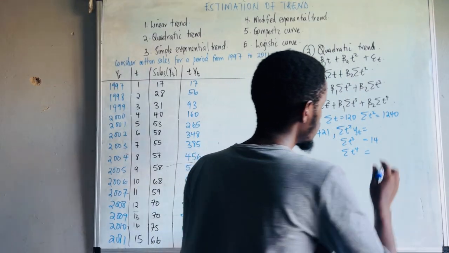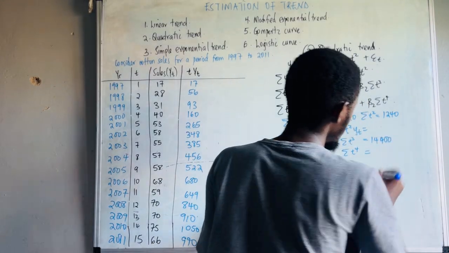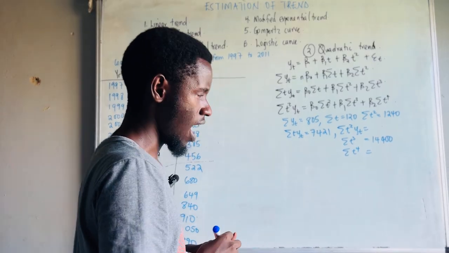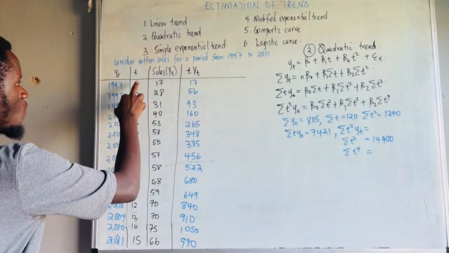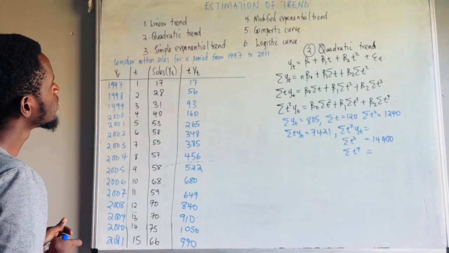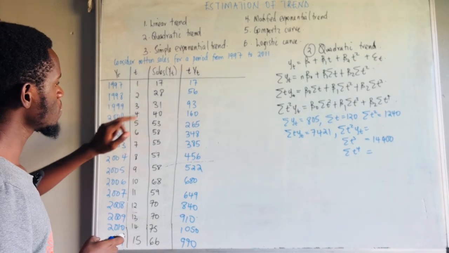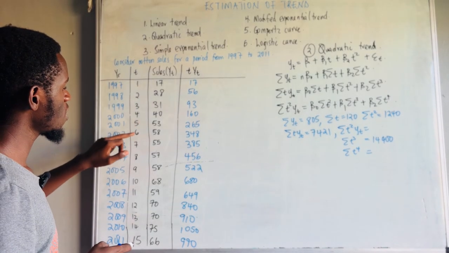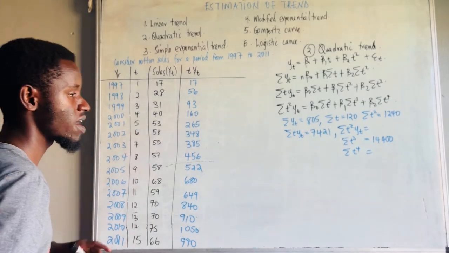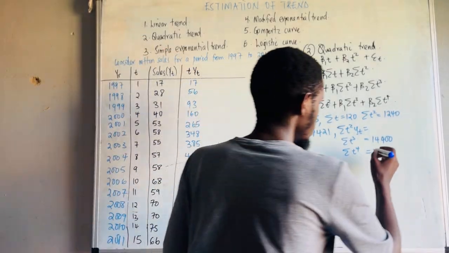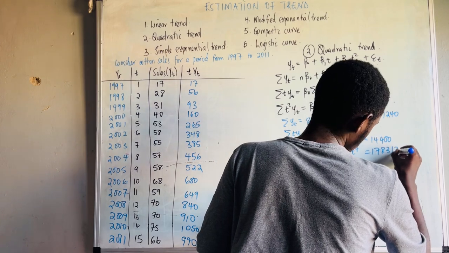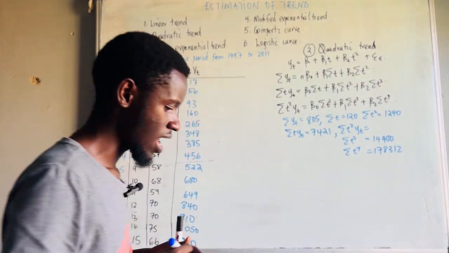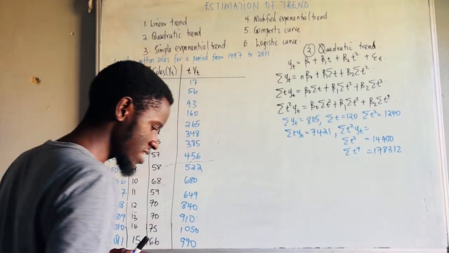Here we have 14400. Yes. Afterwards, now if I add t to the power 4, like I have 1 power 4, 2 power 4, 3 power 4, 4 power 4, 5 power 4, like I add everything here, I have my answer as 178312, like that.